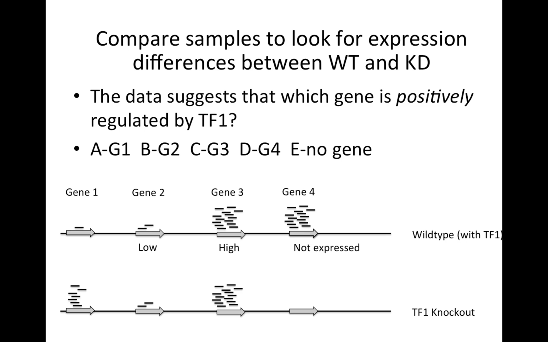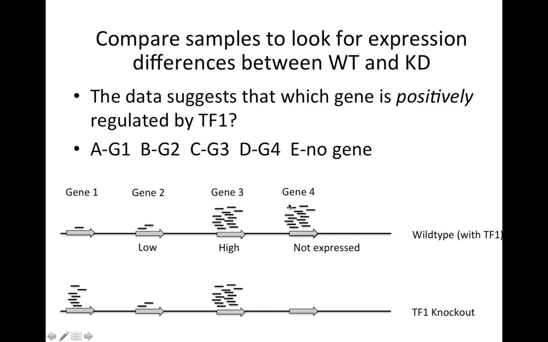And so if we do that, we can do the RNA sequencing and we can start to identify some differences. So for instance, here gene 1 is expressed in the wild type, but then it's not expressed in the transcription factor knockout. This one is the other way around. It's expressed in the wild type and not expressed in the transcription factor knockout. So let's focus on these two genes. So we can ask, the data suggests which gene is positively regulated by transcription factor 1? Okay, I'll give you a second to think about that. Go ahead and pause if you like.